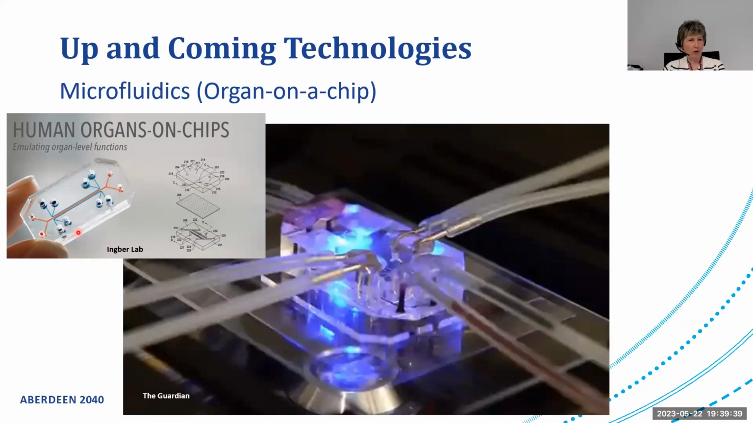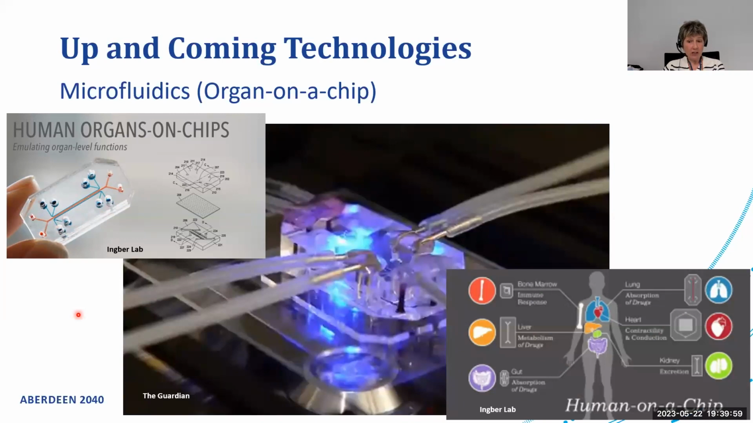And what this involves is a small chip, which is about the size of a microscope slide, and it has these various channels, and you can add different cell types or tissue types to these channels, which are interconnected, and the cells can communicate with each other.